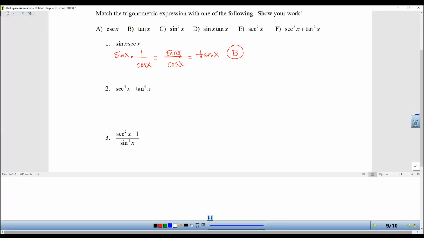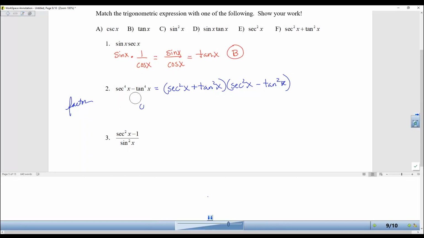A strategy I haven't used in a few minutes is factoring. Don't forget that strategy. So I'm going to change this to secant squared x plus tangent squared x times secant squared x minus tangent squared x. Remember, if you have trouble factoring, think of it as x to the fourth minus y to the fourth. You can factor that. So you can factor trig. Trig factoring and algebraic factoring is the same. And then I see a bunch of squares and secants and tans. So the other strategy is to think about your rule. 1 plus tangent squared x is equal to secant squared x.